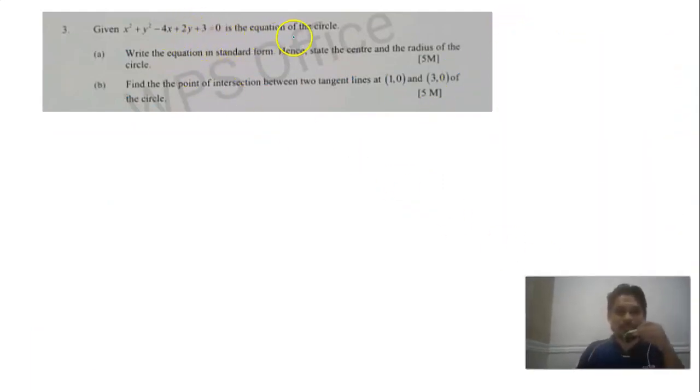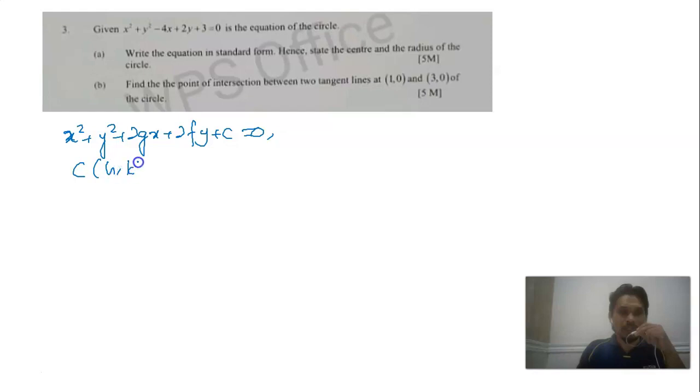Given this equation of a circle, write the equation in standard form, and state the center and the radius of the circle. Okay, for this, you may either use the completing the square method or compare this with x squared plus y squared plus 2gx plus 2fy plus c equal to 0, where the center (h, k) equal to (negative g, negative f). Okay, you still remember this? Hopefully all of you still remember this. Okay, let's compare this equation with this.